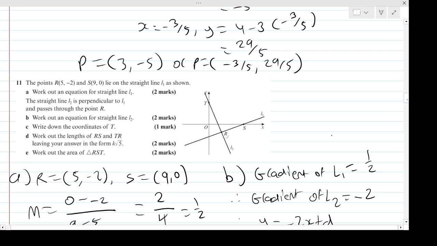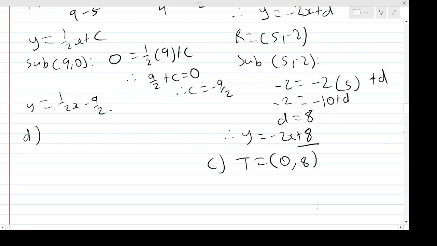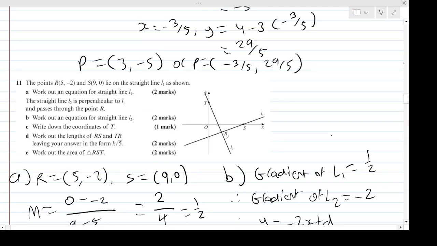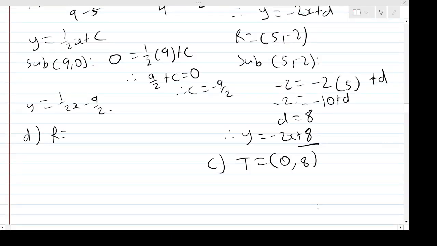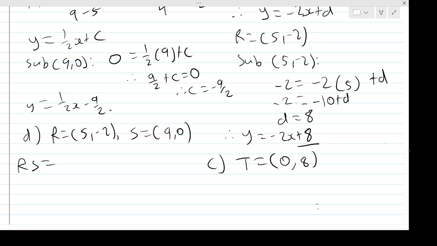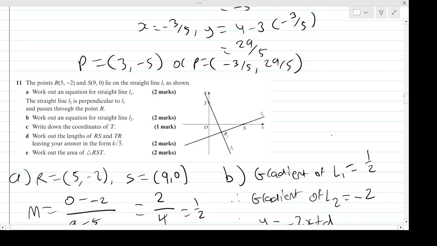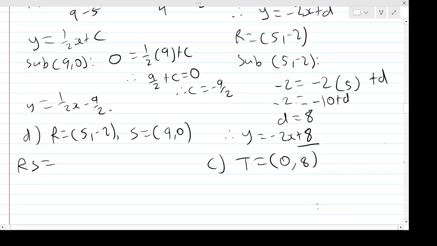But we know how to work out the distance between two points, don't we? It's the distance formula, the Pythagoras. So if I just restate the points again, R was (5, -2), S is (9, 0), sorry, my apologies. Okay, well then firstly, the distance RS. Again, that's the Pythagoras, so it's the distance between the two points.